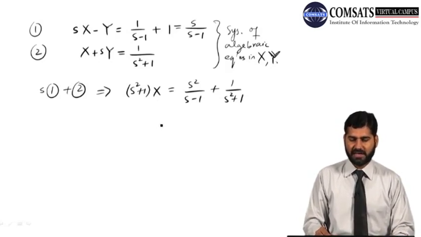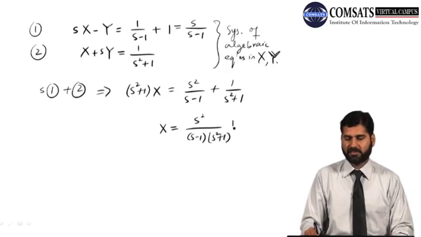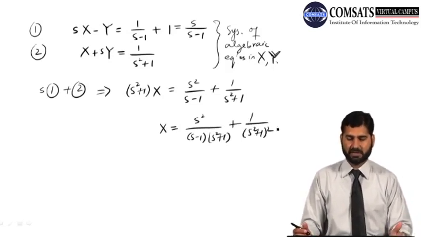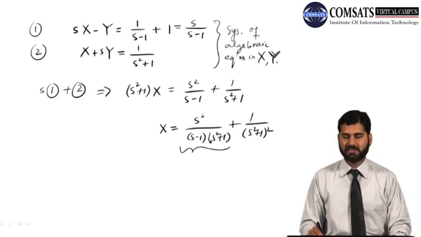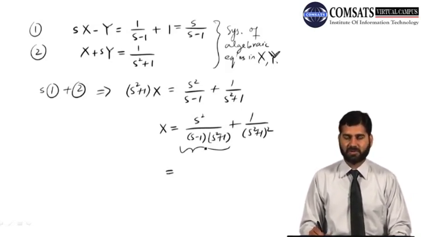So your x becomes s squared over (s minus 1)(s squared plus 1), and this is 1 over (s squared plus 1) squared. Alright. Again, using partial fractions, you have to rewrite this into separate forms. You will get A over s minus 1 and (Bs plus C) over s squared plus 1.